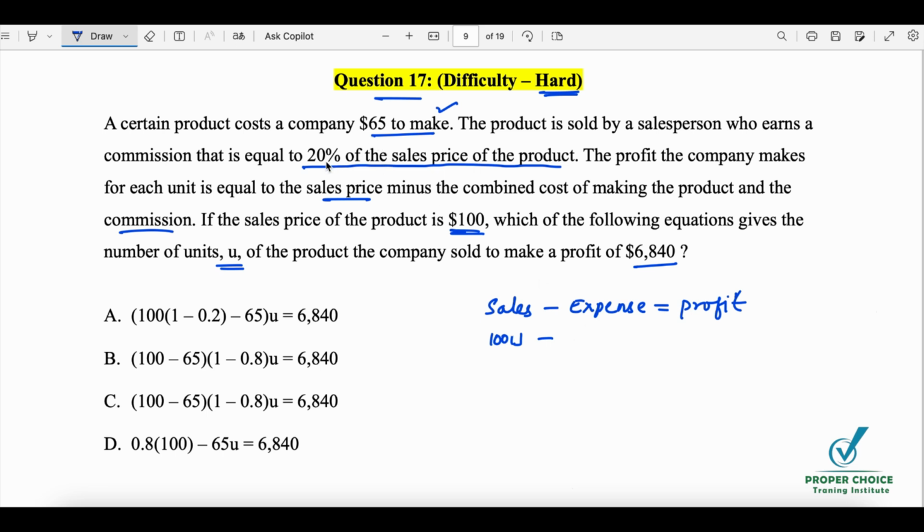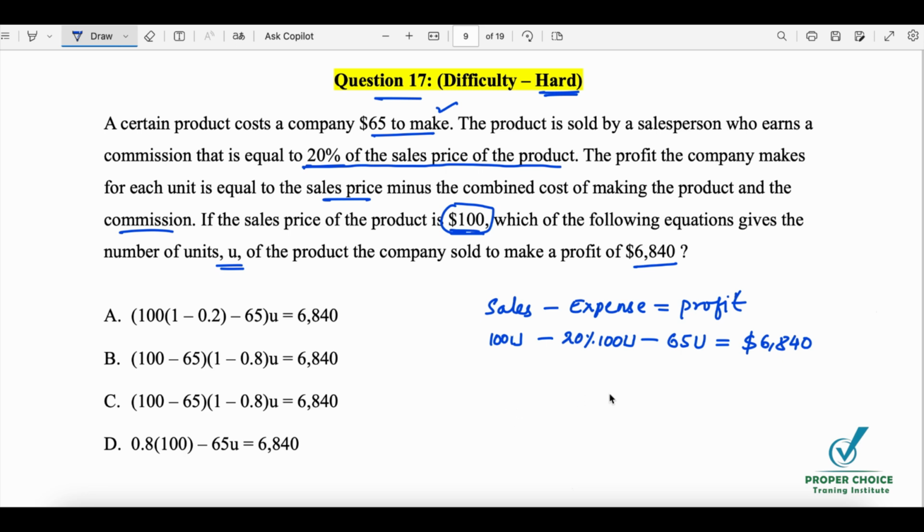Expense involves commission, that is 20% of the sale price given as a commission to the salesperson. So I'll be doing 20% of the sale price. What is it? 20% of 100 U is the commission, minus the cost of making that product. So each product costs $65. So U number of products gives us 65 U. That is the cost of making. This whole thing is equal to what? $6,840. This is an equation. Whatever we have done so far is absolutely fine.